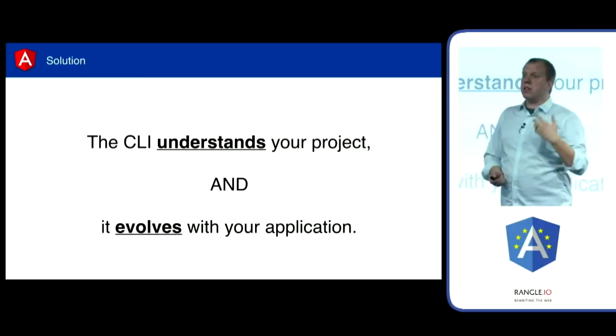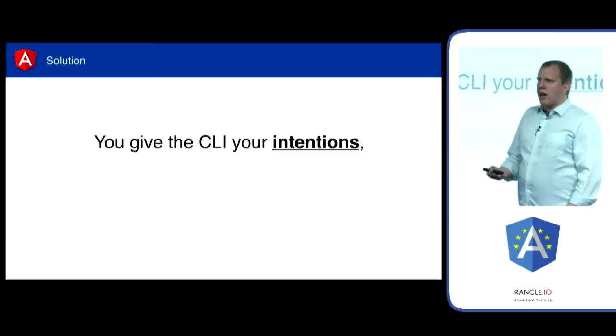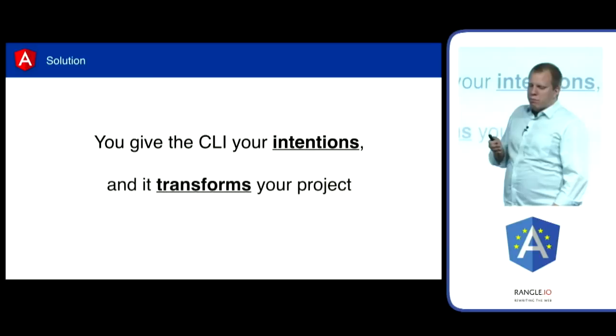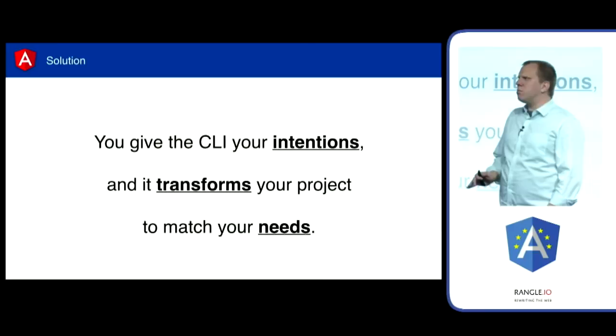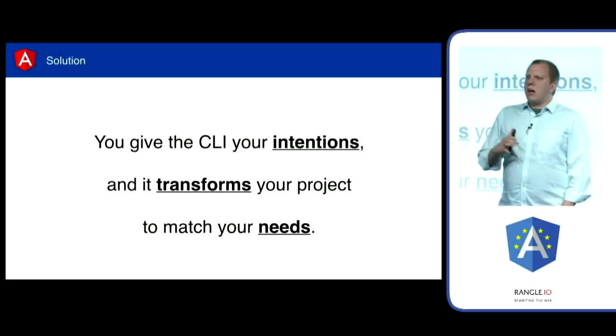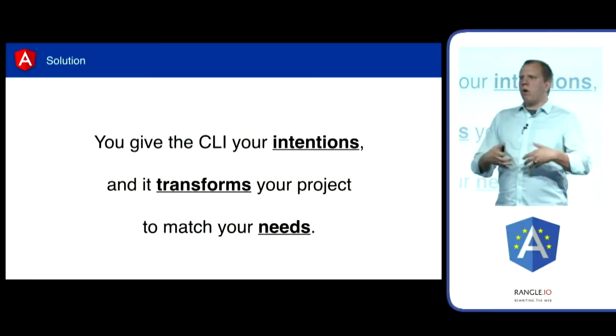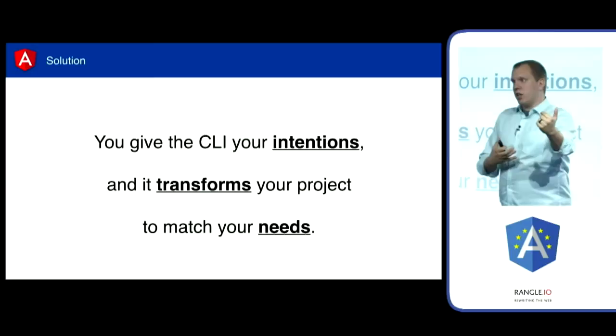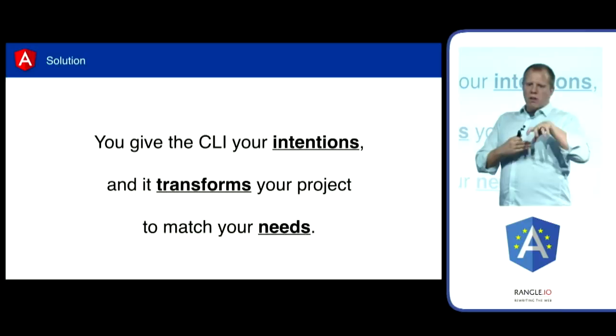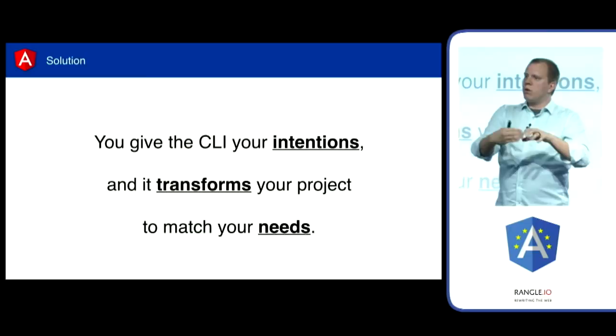So you basically give the CLI your intentions, and we'll come back to that, and the CLI will transform your project to fit your needs. And this is really important, because all those tools out there right now, when you have to configure them, you're actually telling them your intentions, but in a static way. You're saying, well, I want this, but really, what you want is the end product. You don't want the steps in between. And the CLI, you just say, I want this end product, and the CLI will configure everything to get you there, without you even ever noticing.